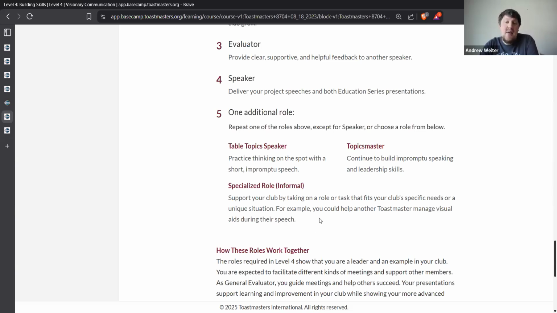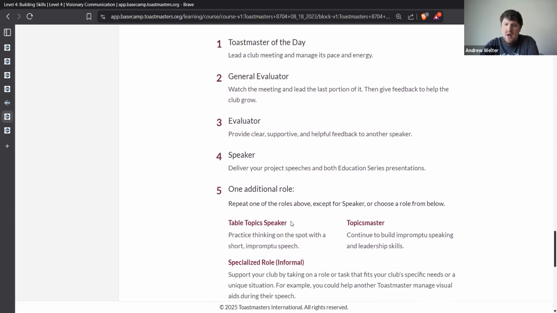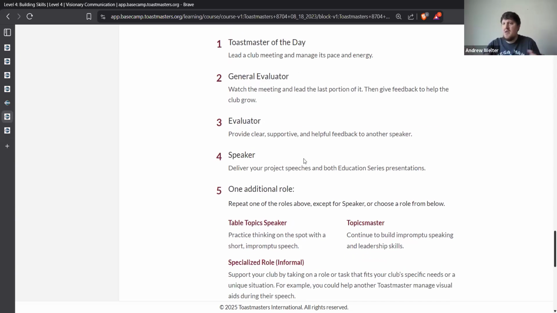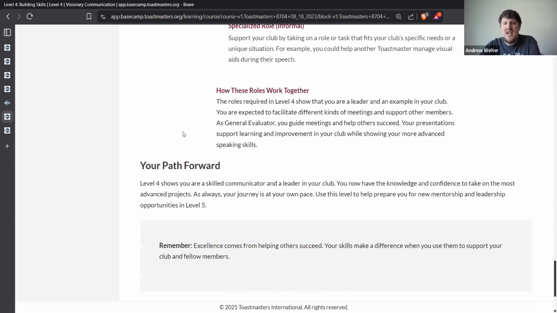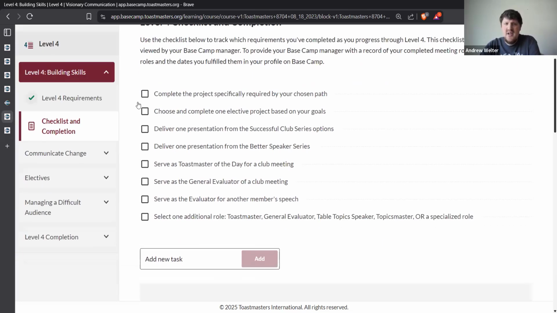Now, it will be within a meeting, so the mentorship doesn't quite count for this. And again, you only have to do one of these three. Or you can repeat any one of these three. So they make it pretty broad. They make this last check pretty easy to get. Then again, how it all works together, and then you get your checklist.